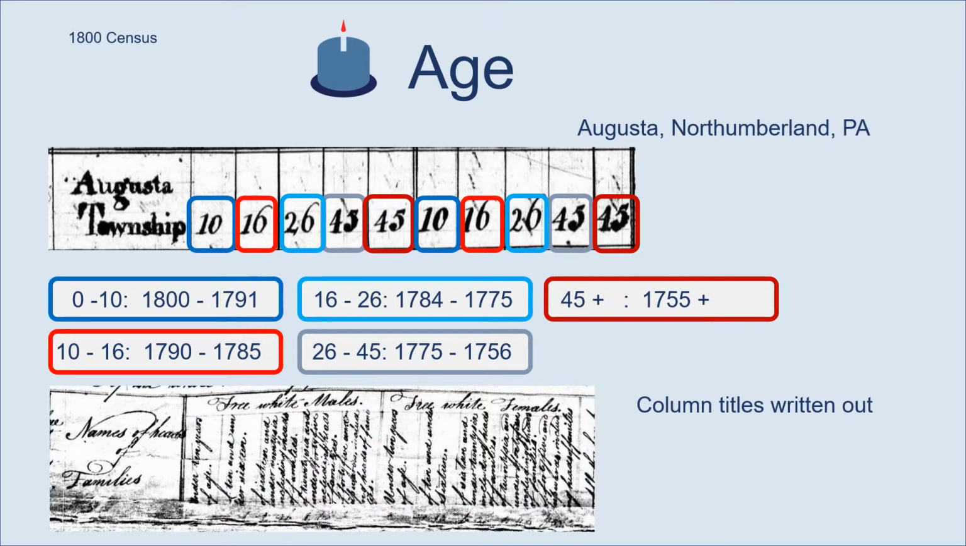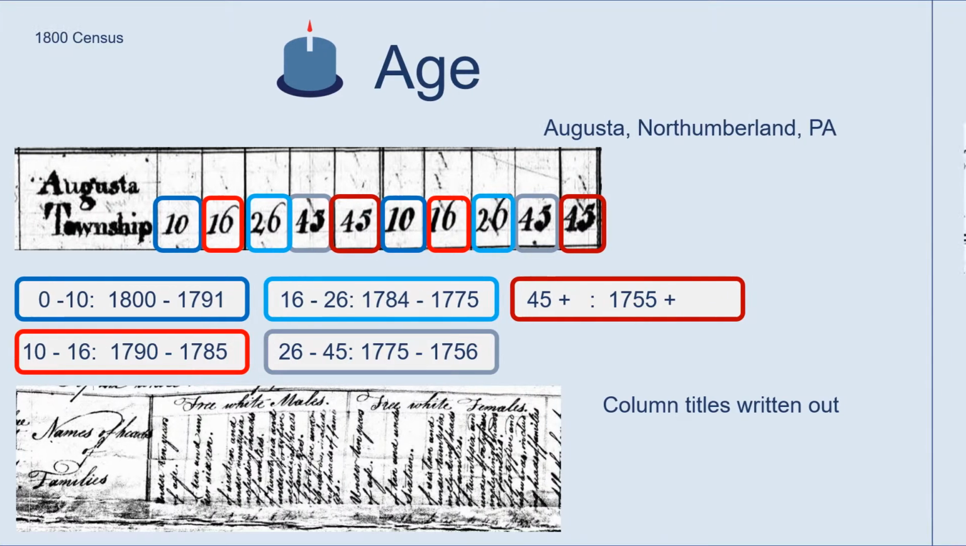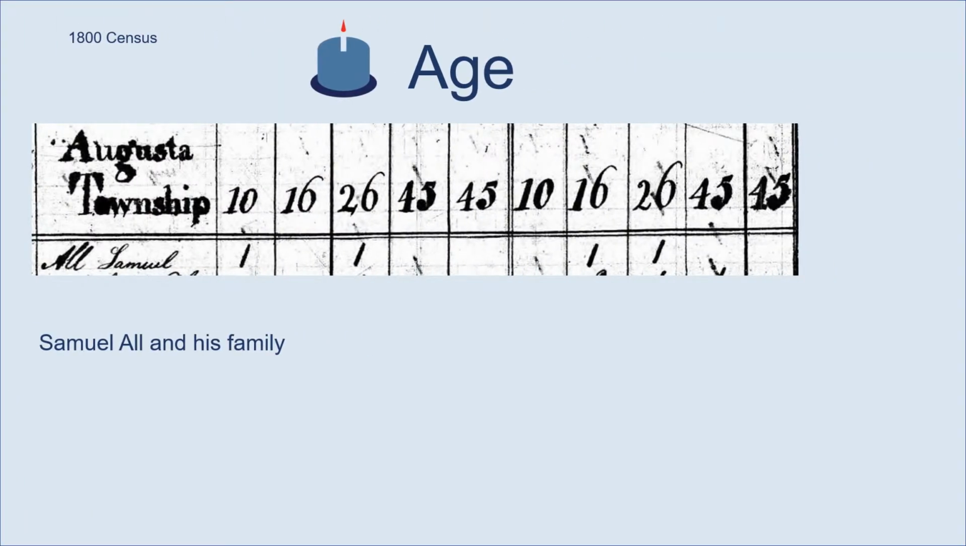This is what most census column titles look like. Most of the column titles are only found on the first pages of the town. Here is the family of Samuel All. His family is fairly easy to read because he is listed below the column titles. Most people are on pages with no column titles.